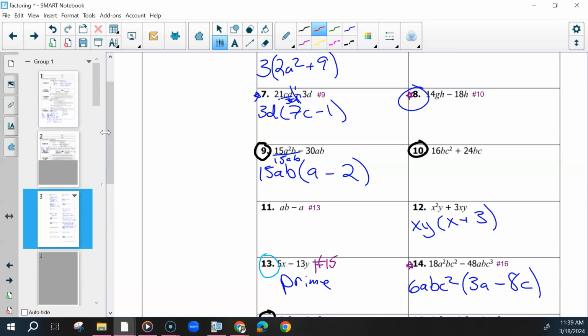So for number 8, what do those two have in common? What could we divide out? 2. What else? So not number-wise, 2 yes, H. And H. If we divide 2H out of both, what's left? 7G minus 9. Yes, that's it. Okay, and then number 20.